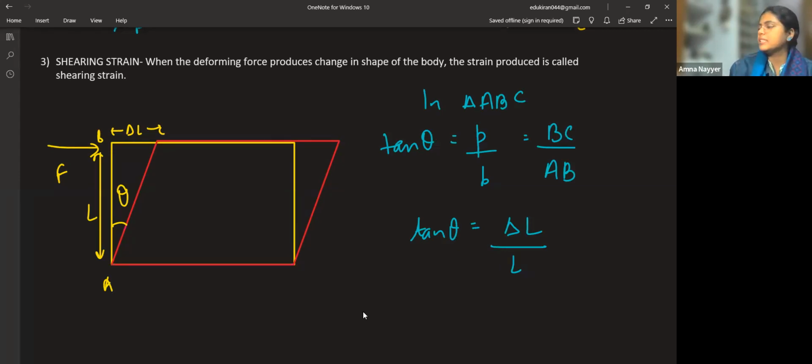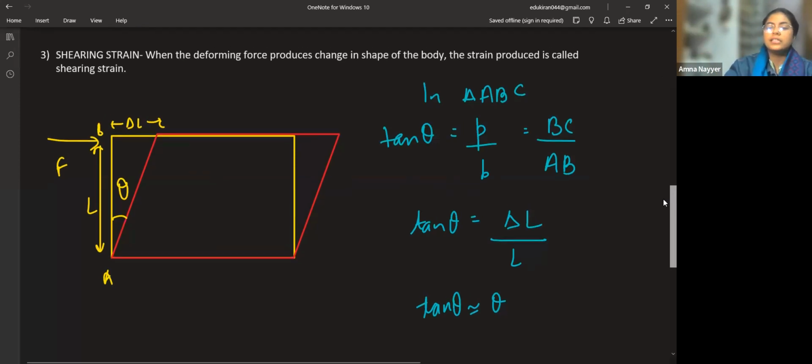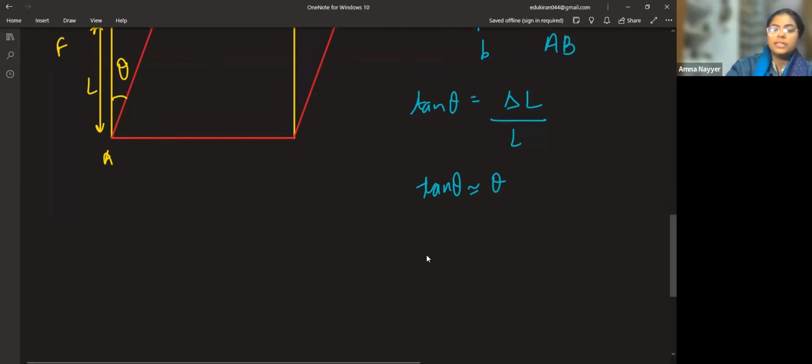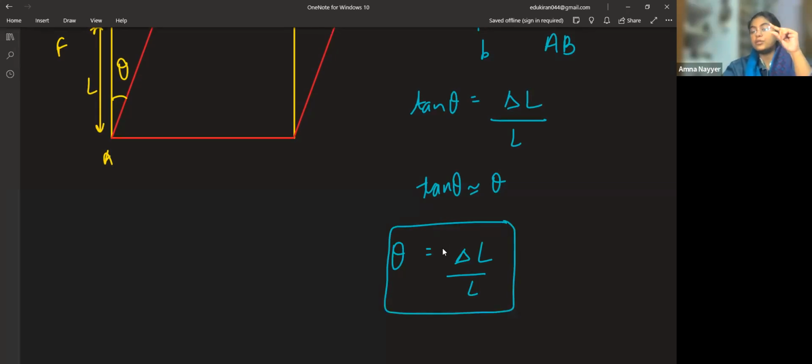Now see, whenever you have a very small angle, not more than 15 degrees, 7, 6, 5 or 4 degrees, these are considered to be small angles. For small angles, you have small variations also. So theta is almost equal to tan theta or sine theta. So here also I can write tan theta almost equal to theta. Ultimately, when I equate both of these together, theta will be equal to delta L divided by L. This theta is the change that occurred here. The formula is exactly similar to the longitudinal one, but the derivation is shorter.